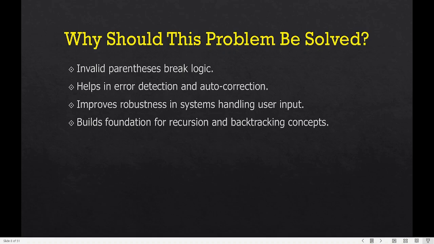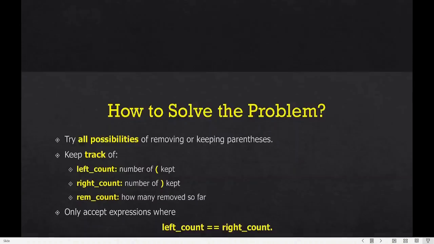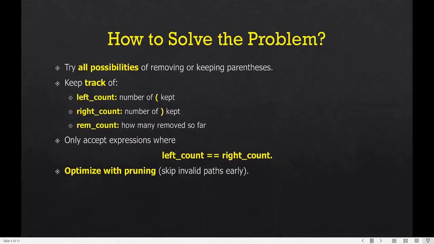Since here our approach one is going to tackle this problem with the help of backtracking. The second thing I want to share with you is that this helps in error detection and autocorrection. These two points are enough for telling a person why this problem should be solved. Now, how to solve this problem?